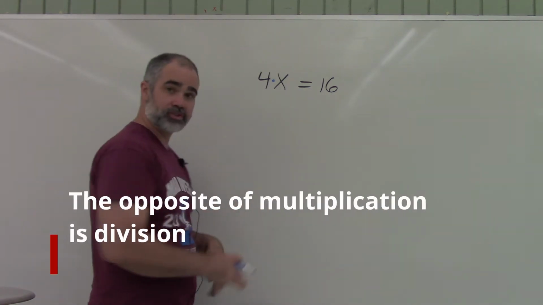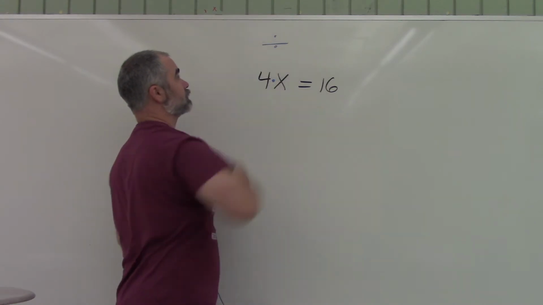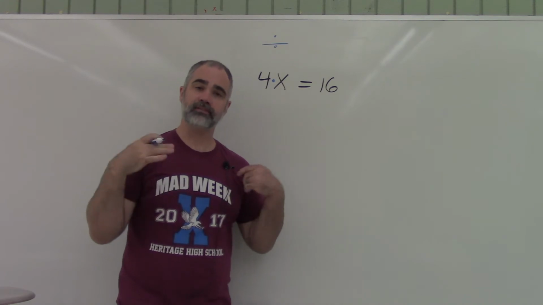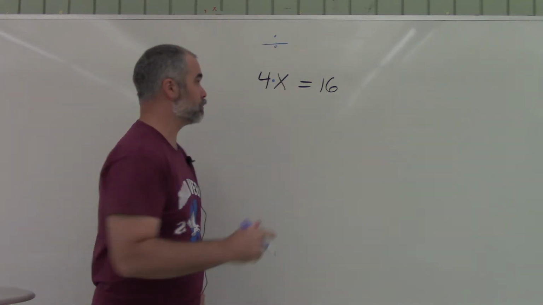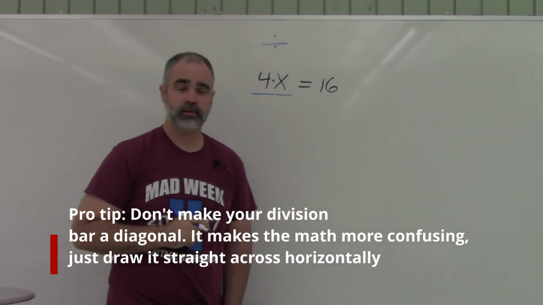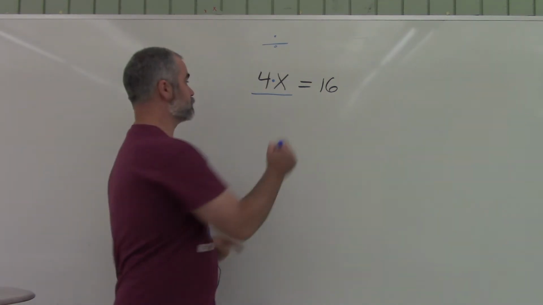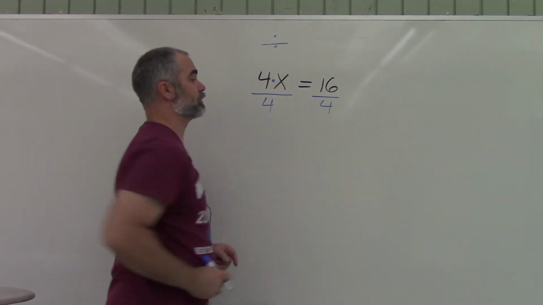Okay, now the division symbol that you probably used in other classes looks like this. I don't want you to use that symbol anymore. Okay? When you are dividing in algebra and beyond, I want you to think about using the division bar. So I want to divide like this. Okay? And I'm going to do the opposite. Instead of multiplying by 4, I'm going to divide by 4. And I want to do that on both sides.